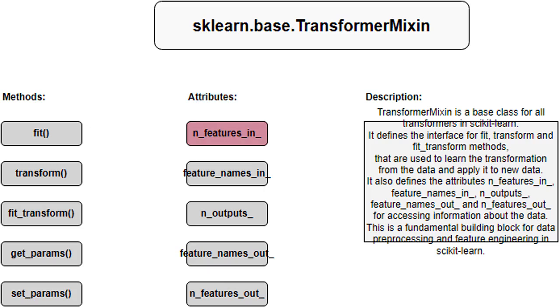N features in. The number of features in the input data. Feature names in. The names of the features in the input data. N outputs. The number of outputs after transformation. Feature names out. The names of the features in the output data. N features out. The number of features in the output data.